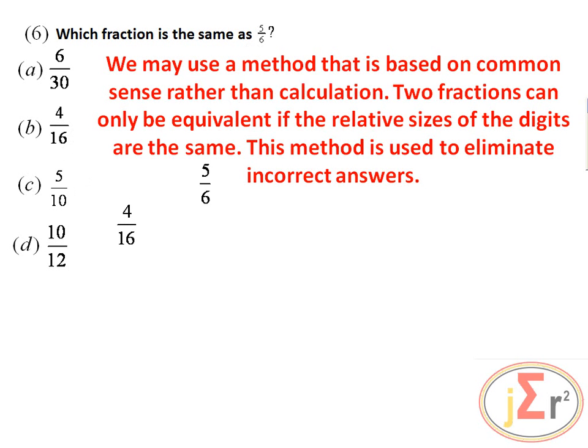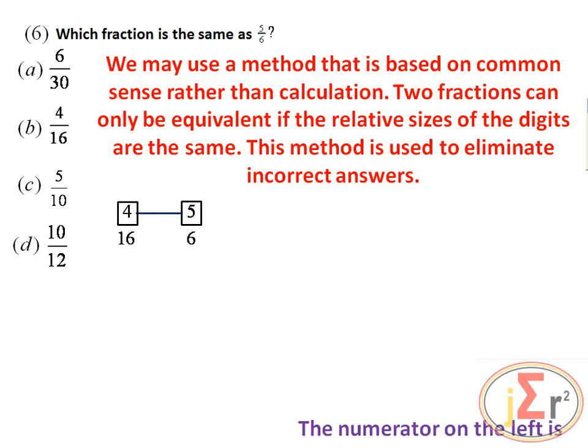So let us take a look at that. Now what we have here is that the 5 is greater than the 4. Therefore, the 6 must be greater than the 16 if the fractions are equivalent. If not, then those fractions cannot be equivalent. So if the fractions are equivalent, 5 is greater than 4, so the 6 must be greater than the 16. If not, then this is for sure an incorrect answer.